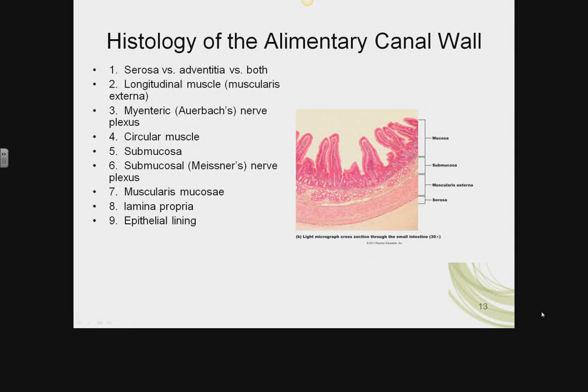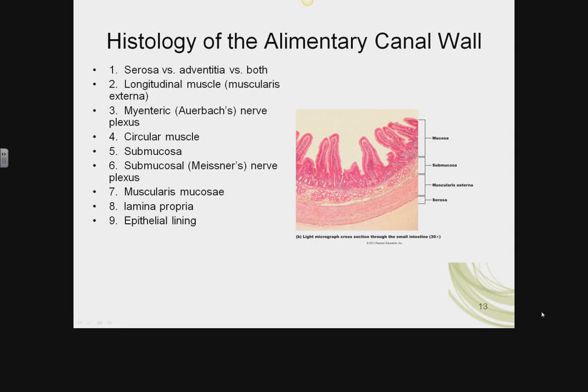The outermost tunic may be either an adventitia or a serosa. An adventitia is composed of areolar connective tissue with dispersed collagen and elastic fibers. A serosa has the same components as the adventitia, but it is covered by a visceral peritoneum.